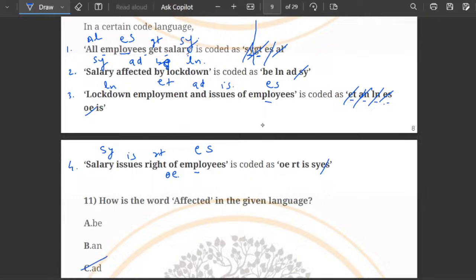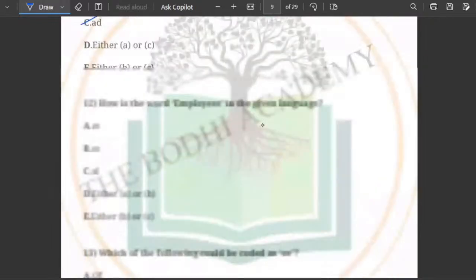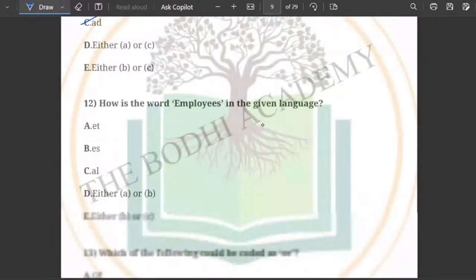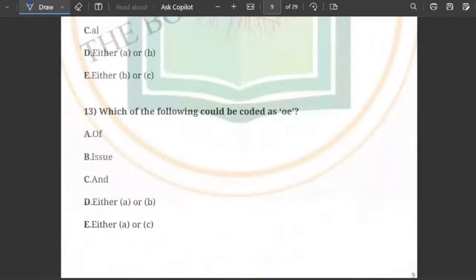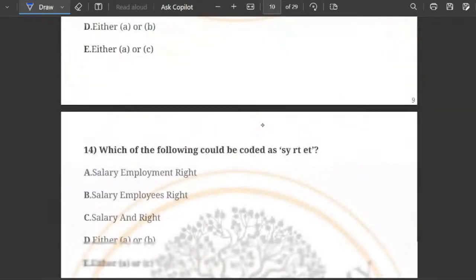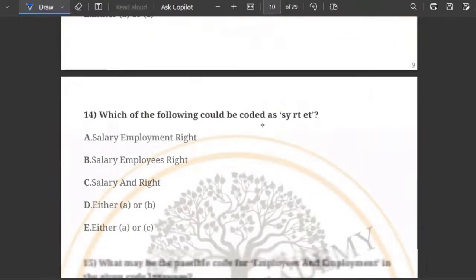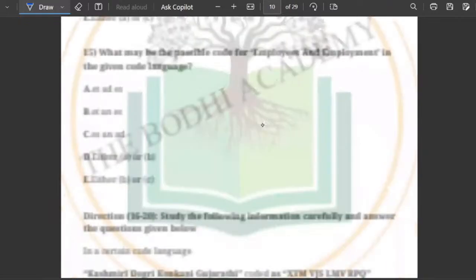Now, question number 12. How the word employees? Employees we came to know it's ES. So employee will be ES. Which of the following could be coded as OE? OE we came to know it's off. So OE will be off. 14 you have to find out. So take a screenshot of question number 14. Done. Now take the screenshot of question number 15.